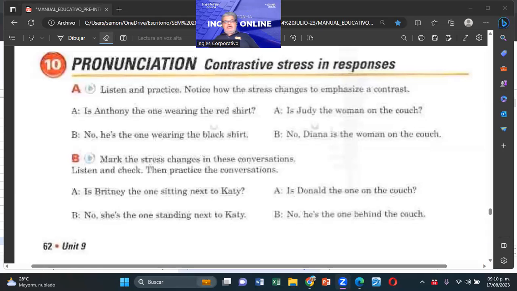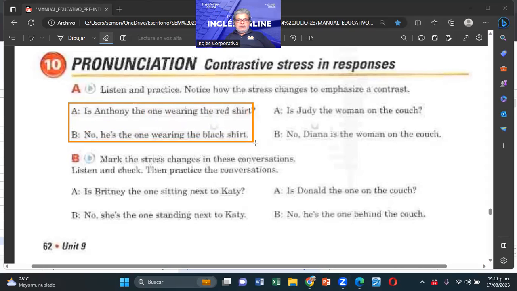Okay, pronunciation exercise, which is about the contrastive stress in responses. That is, when you respond to a question, sometimes it is necessary to use this stress to make the difference between the question and the answer. For example, let me show you here on the first conversation. We have two short conversations. For example, this one. The question is, Anthony the one wearing the red shirt? And the answer is, no, he's the one wearing the black shirt.